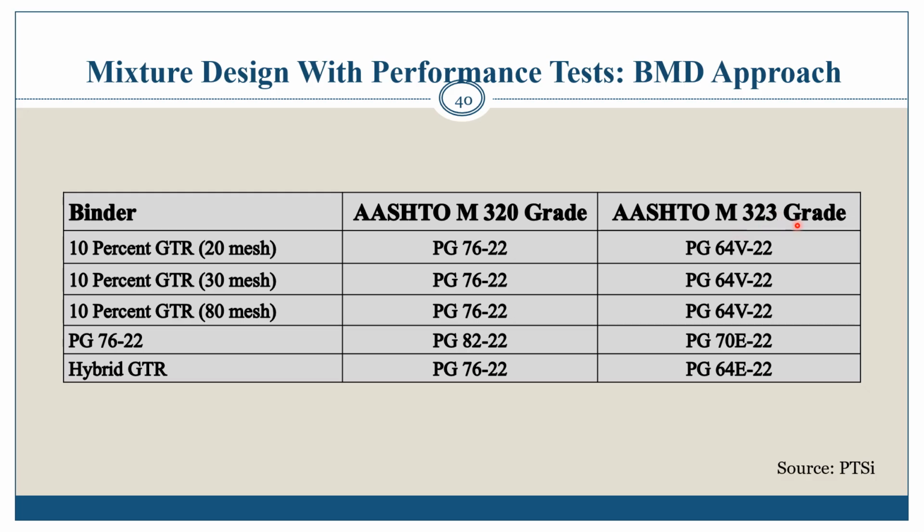If you looked at the M332, the 10% 20 mesh rubber graded as a 64V, very heavy, minus 22, and then 64V for the 30 mesh and 64V for the 80 mesh. So you can see that the different rubber particle sizes gave us the same PG grade. The 76-22 SBS actually graded as a 70E minus 22, and the hybrid GTR was also a 64E minus 22.